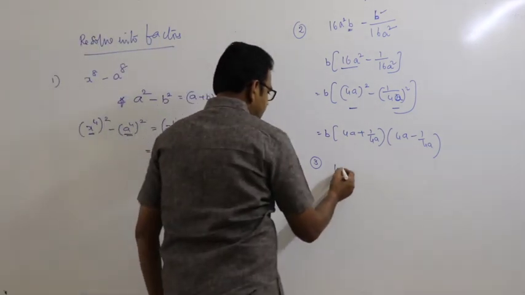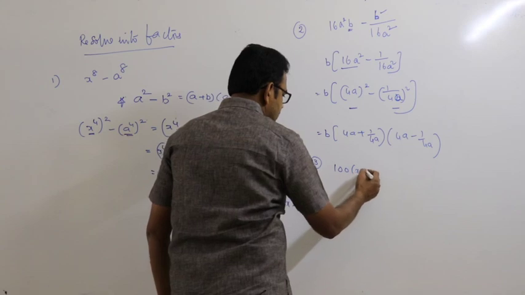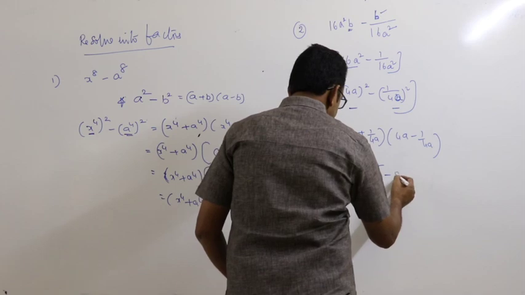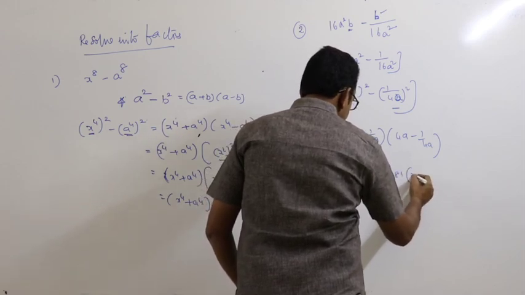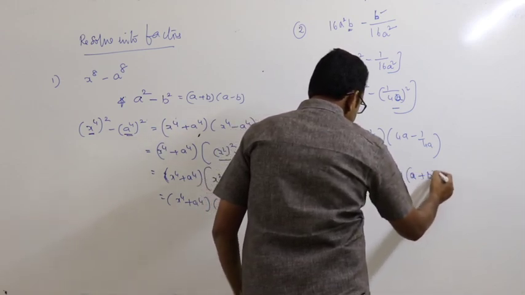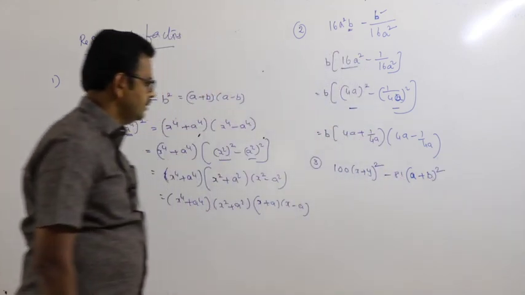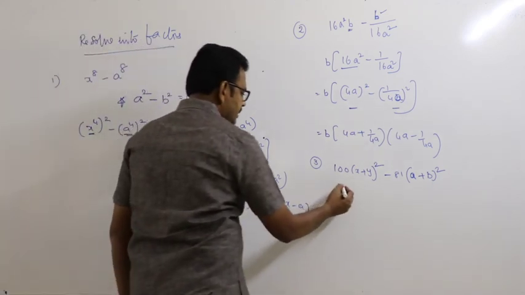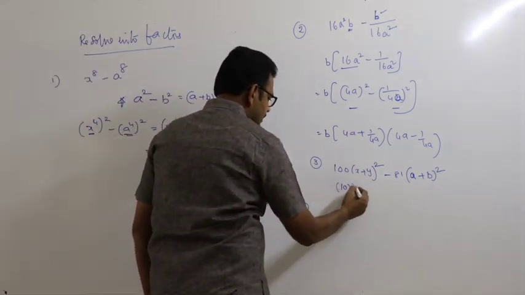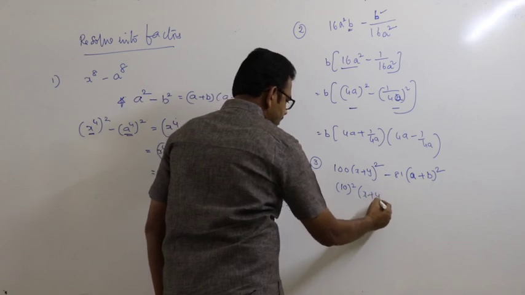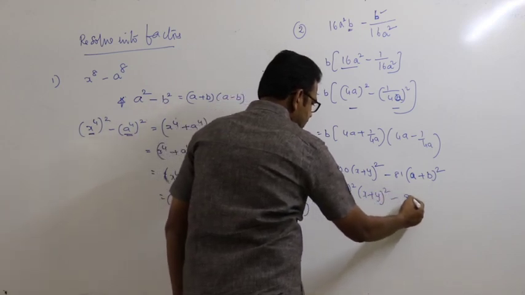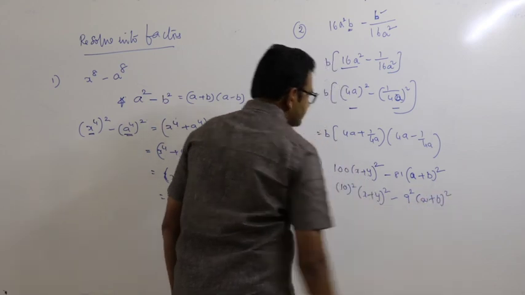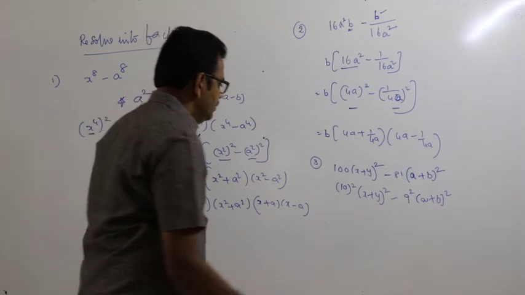And one problem, 100 into x plus y whole square minus 81 into a plus b whole square. This 100 can be written as 10 square into x plus y whole square minus this 9 square into a plus b whole square.